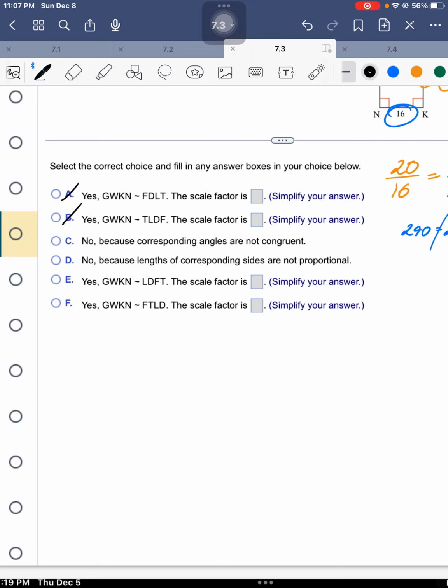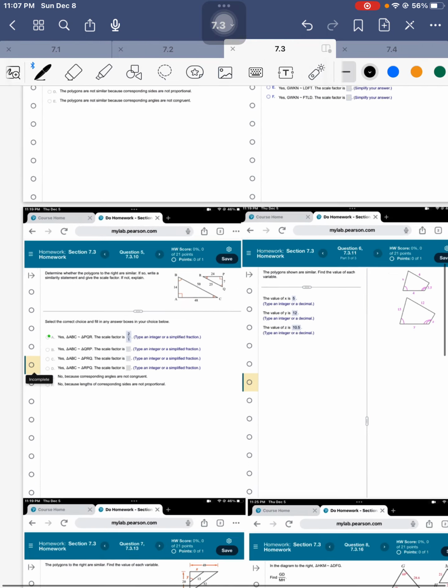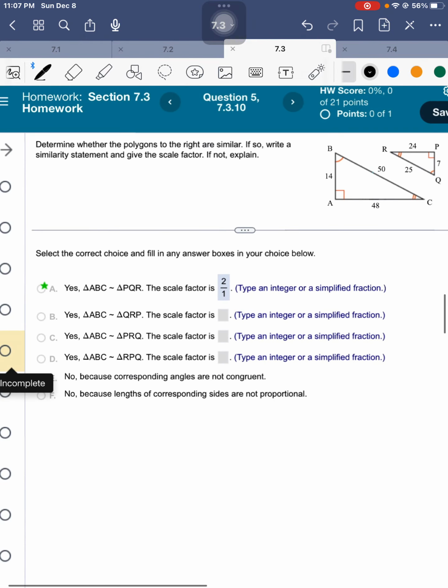So this is not true, this is not true. No, because corresponding angles are not congruent. No, that's wrong. They are congruent. No, because lengths of corresponding sides are not proportional. That's my right answer. Okay?